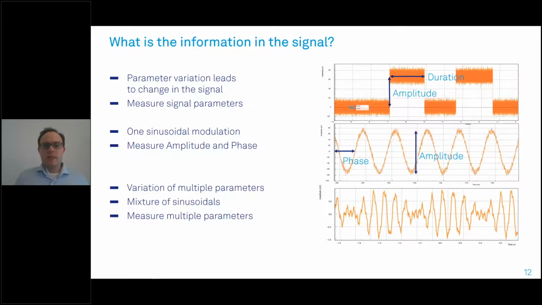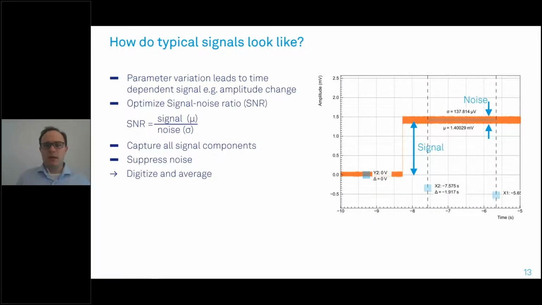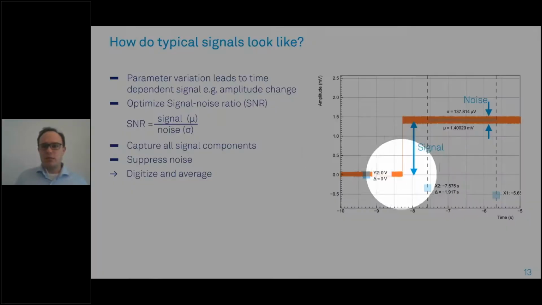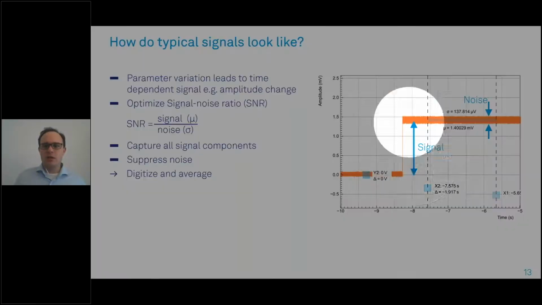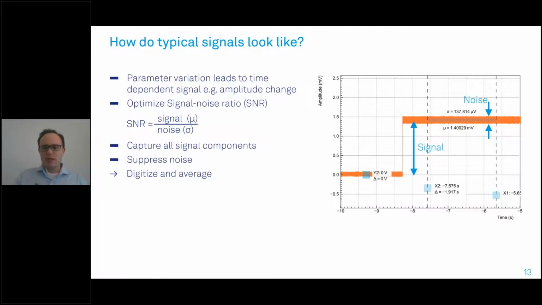Now, the question is, what does a typical signal look like? And there I want to get a few basics very clear. So again, we have the parameter variation, which leads to our signal. This is supposed to be the step response here. This is our signal, and we always want an optimal signal to noise ratio. What does a signal to noise ratio mean? It means we can measure this step response very clearly and discriminate against some effect which comes from noise.